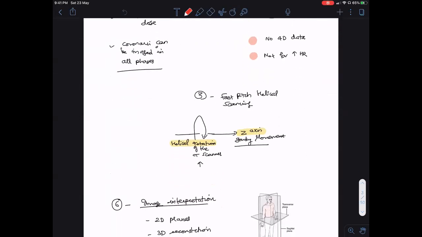The other gating is the fast pitch helical scanning, in which, as we can imagine, the Z axis is nothing but the movement of the gantry in and out of the CT coil. If we can adjust this Z axis as the scanning system rotates, by increasing the movement of both the Z axis as well as the helical rotation of the scanner, it has been found that radiation doses and scan times can both be reduced, and we can also try to get a 4D sequence. These are available in the newer generation machines, not in the older generation.